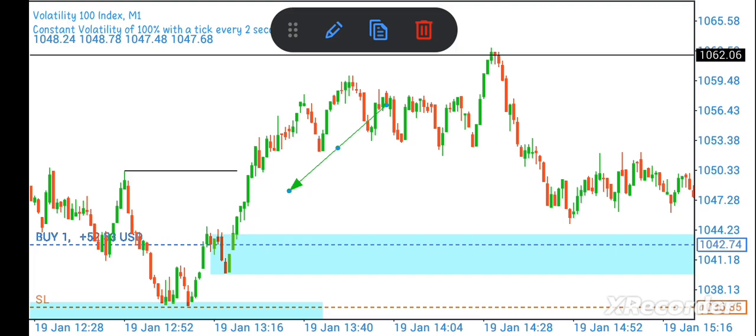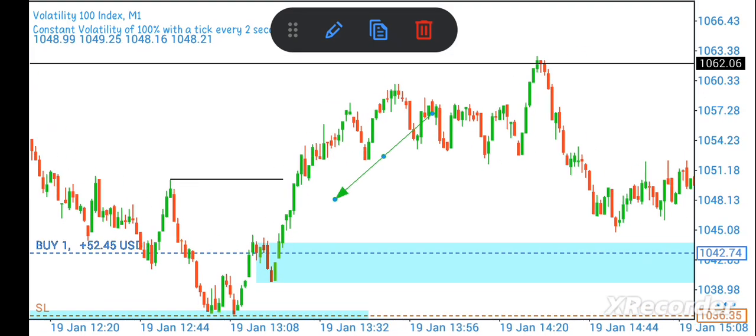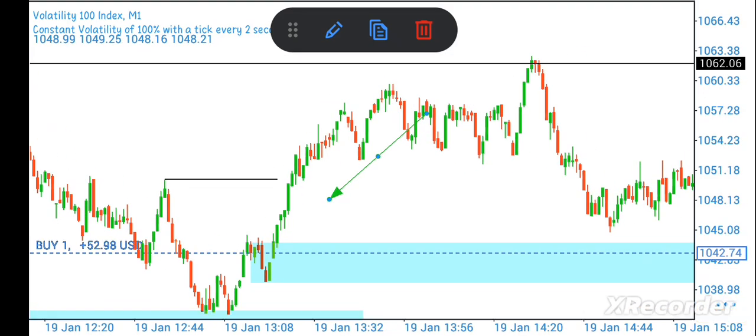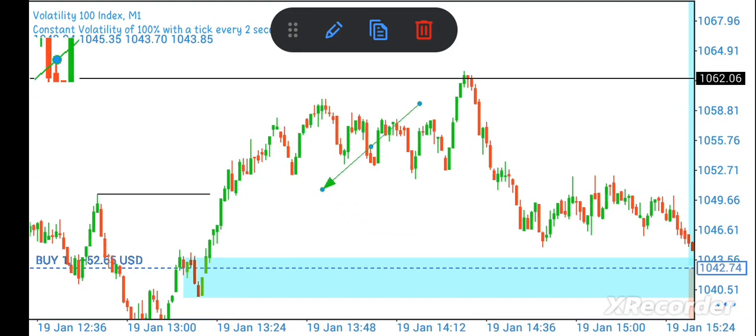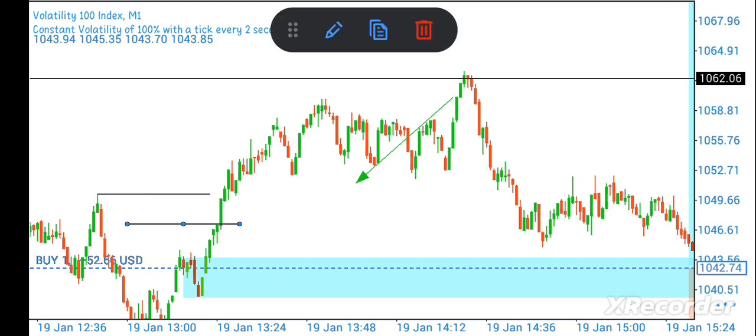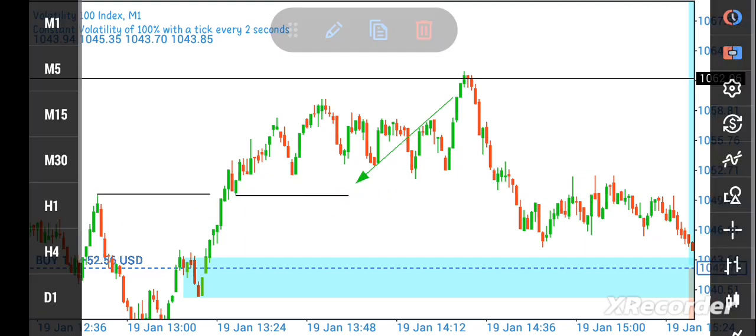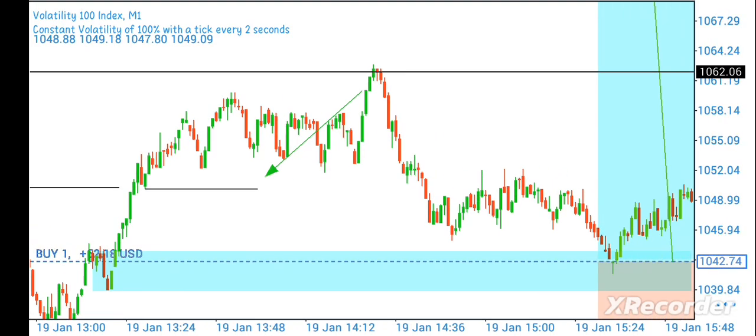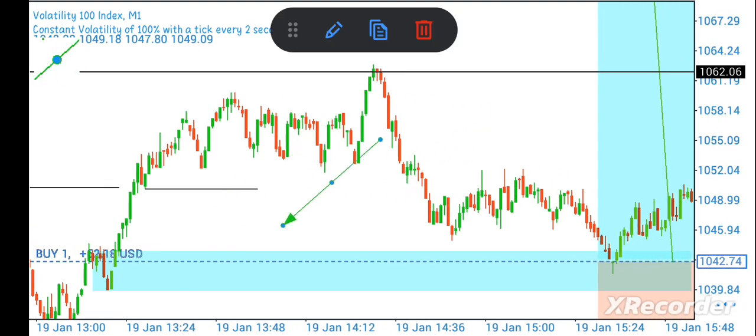Every valid pullback after a break of structure is a major inducement, but a pullback before the break of structure is called a minor inducement. So what happened here was a major inducement. You can bring it down here to see that this was a very valid pullback. So you wait for price to take the inducement out.